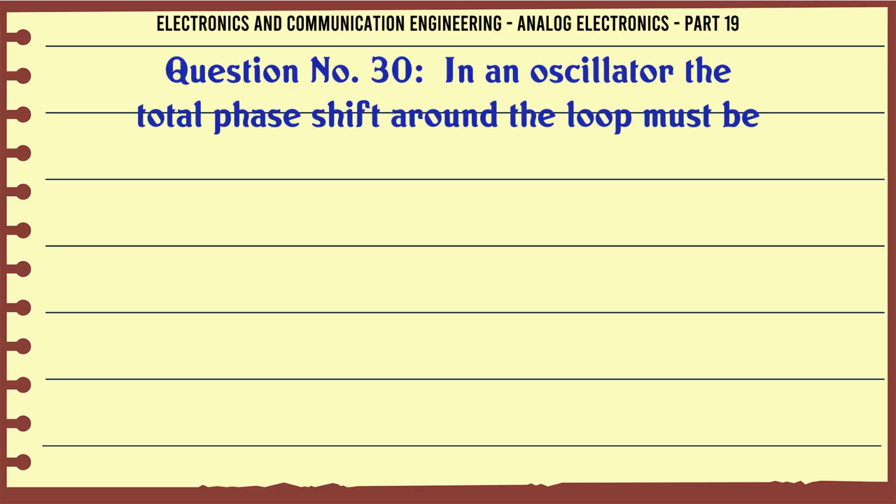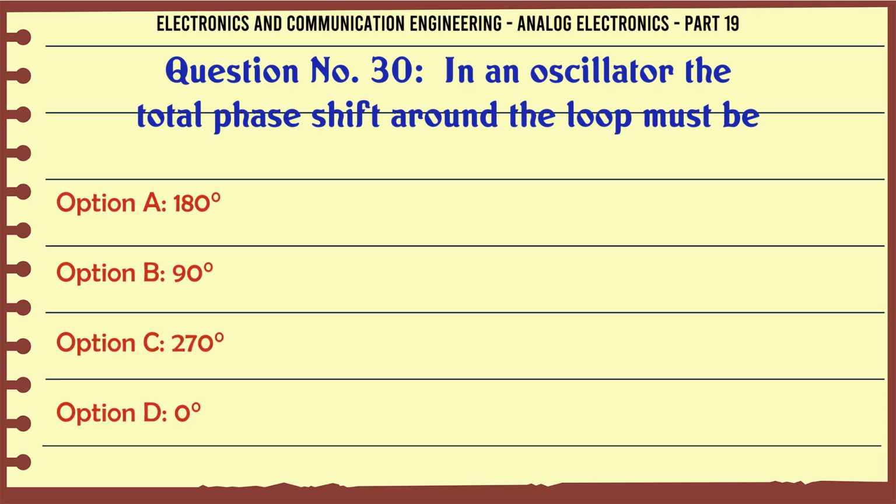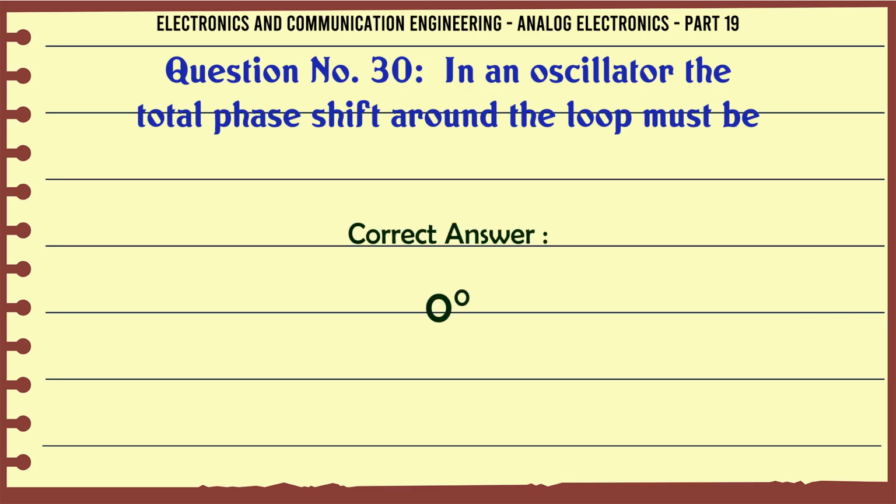In an oscillator, the total phase shift around the loop must be A. 180, B. 90, C. 270, D. 0. The correct answer is 0.